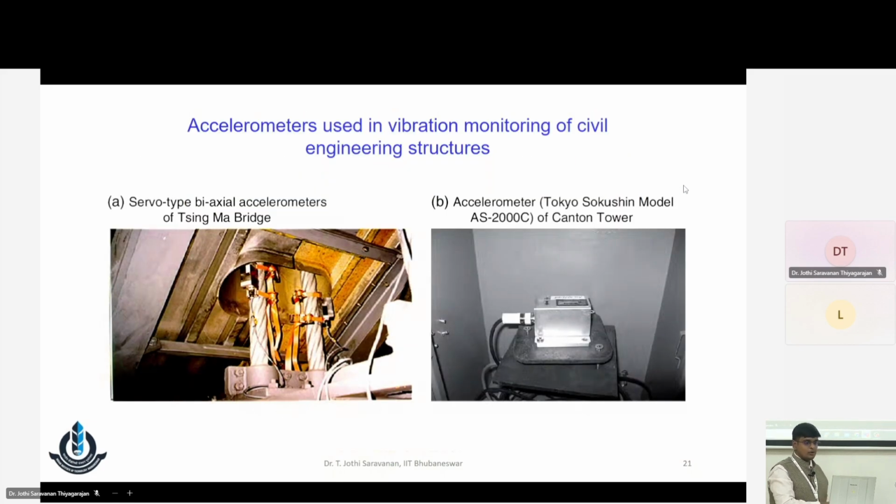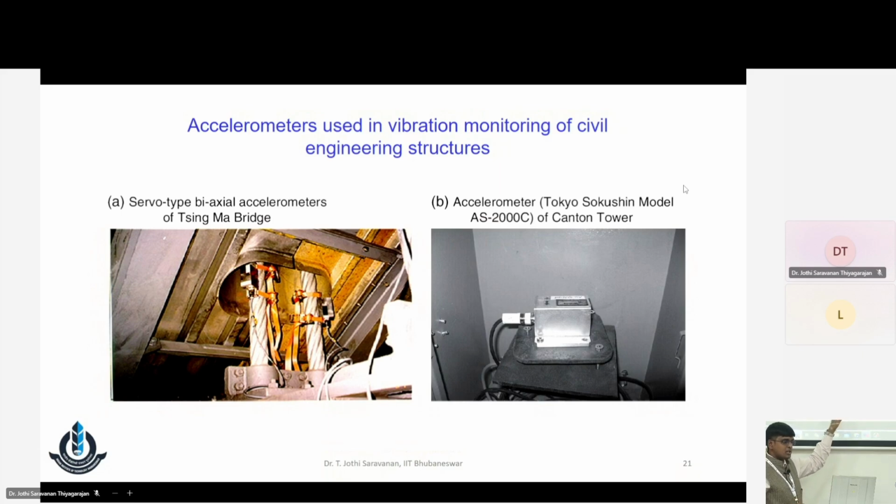So yeah, these are all some of the sensors that have been used in different projects for the inspection. This first one is the servo type biaxial accelerometer. Servo type sensors are very good; they can capture the vibration of a structure very easily. It has a high sampling rate. It is quite costly, maybe around 3 lakhs in Indian money. One sensor I am talking about.